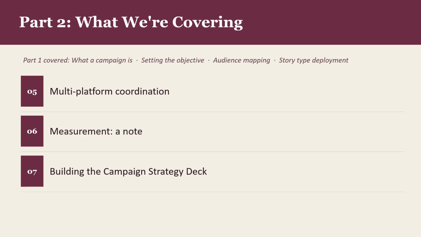So first, which is section 5 if you're counting from part 1, but anyhow, first, we have multi-platform coordination: the hub and spoke model, platform roles, and cadence. And this is where campaign architecture connects to that platform strategy matrix you built earlier in the course. Next comes measurement, which is intentionally brief because it gets a full module, Module 9. We're just orienting you here so you know what you need to know before you build your deck and what comes later. It's essentially a blank slide.